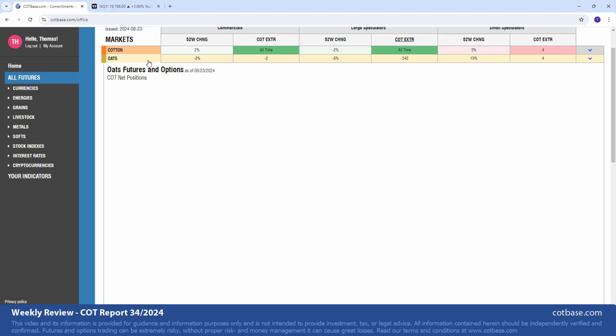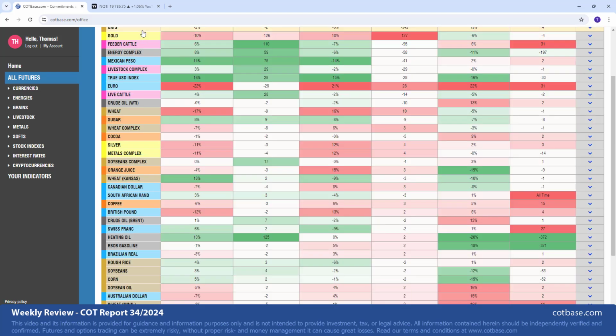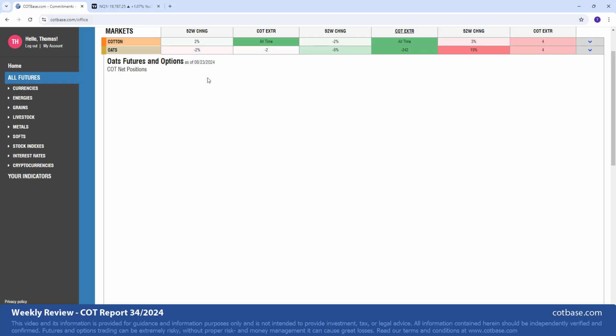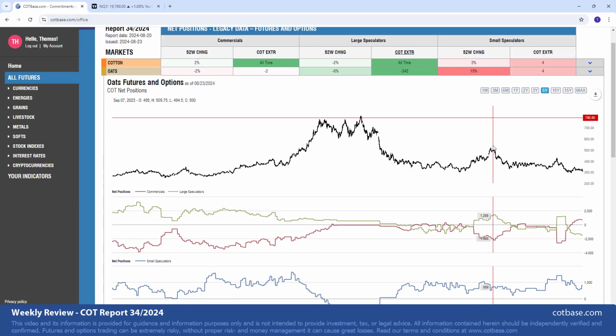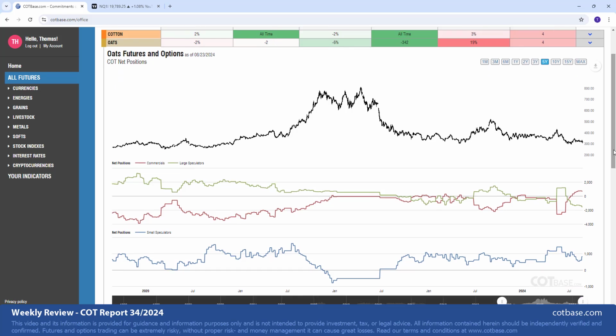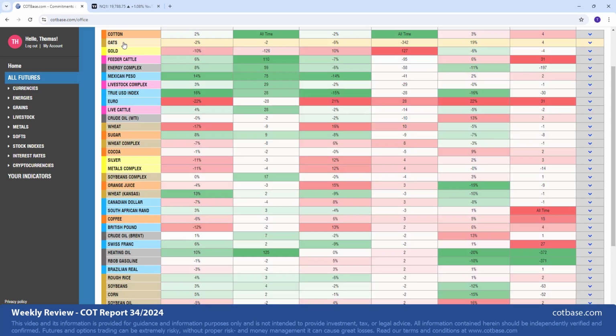Moving on to oats, here we have oats. So this is a 342 report extreme in large speculators net positions. Of course, commercials are at a significant extreme as well. It's a very small market. We talked about this in the last review. Nothing major changed, of course. This is still a bullish COT extreme, suggesting higher prices coming in oats. Small market, but hey, there's always an opportunity, as small as it may be.